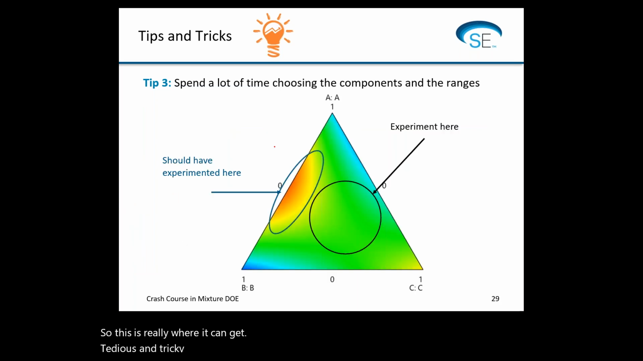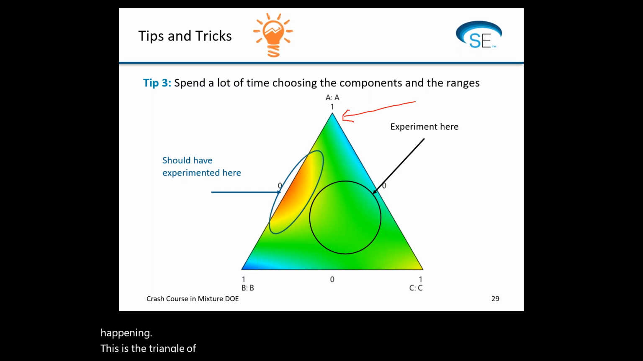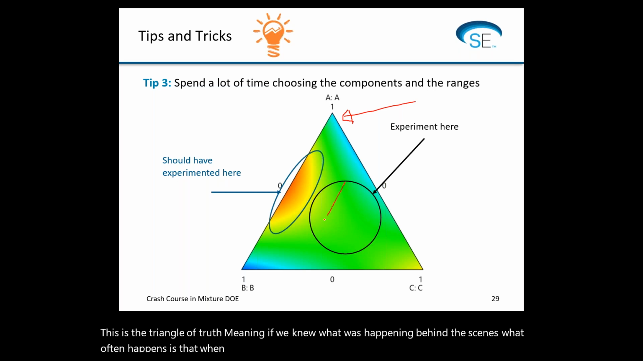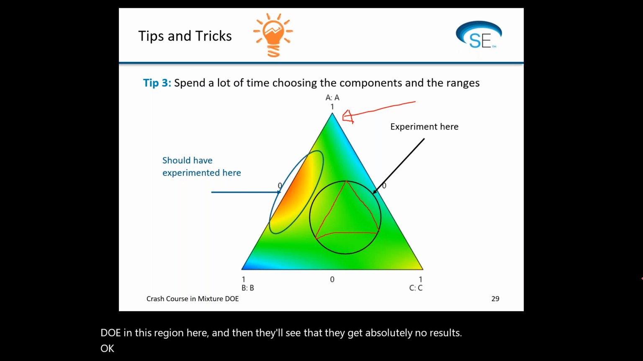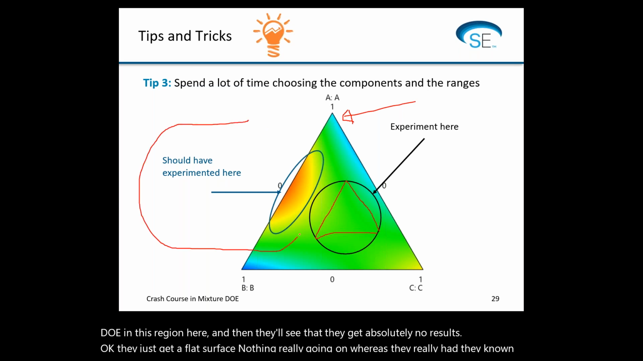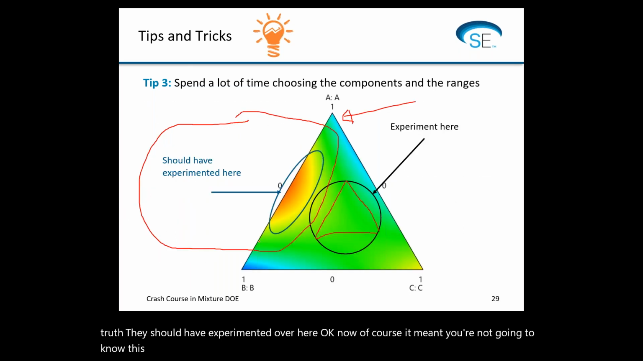Here's a little demonstration of what I often see happening. This is the triangle of truth, meaning, if we knew what was happening behind the scenes. What often happens is that when people are experimenting, they'll do a DOE in this region here, and then they'll see that they get absolutely no results. They just get a flat surface, nothing really going on, whereas, had they known the truth, they should have experimented over here. Now of course, you're not going to know this ahead of time, but this is just an illustration of what happens more often than not.